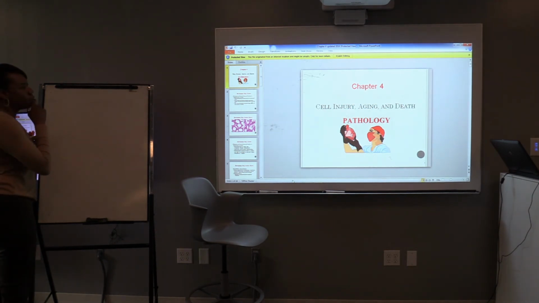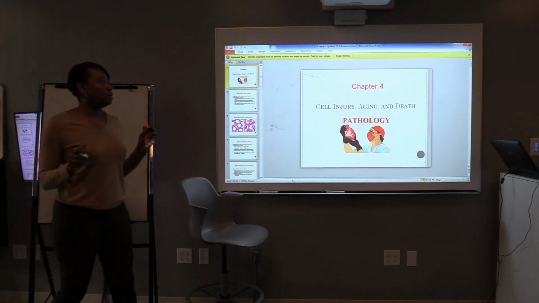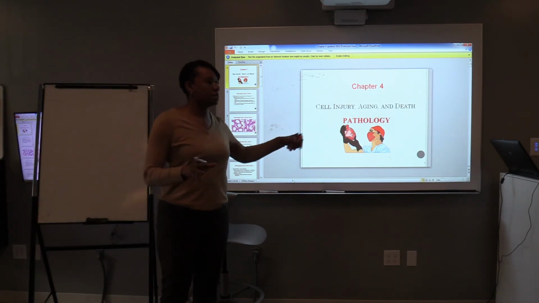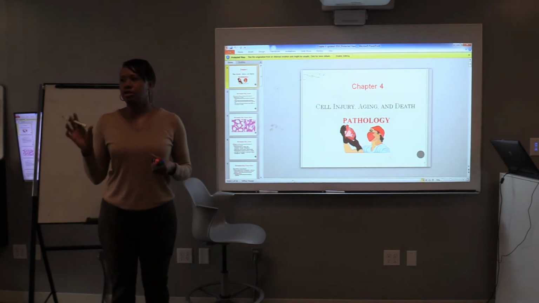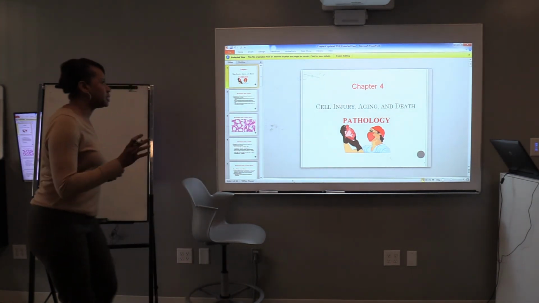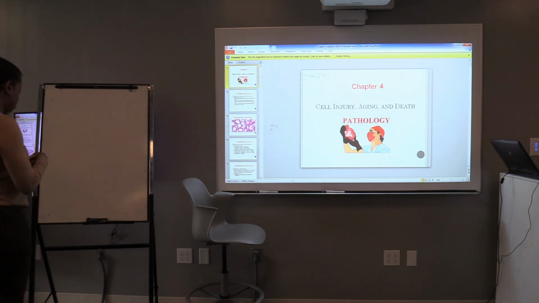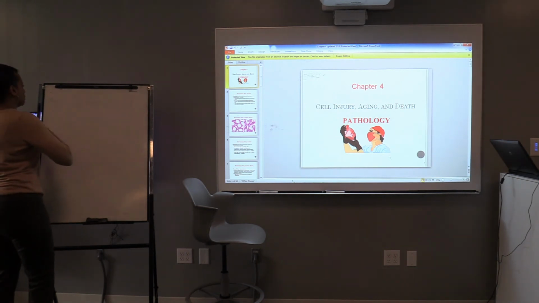With chapter 4, we really focused on cell injury. The entire title is aging and death as well. But with cell injury, I would say the best thing to do here is break it down to reversible and irreversible.